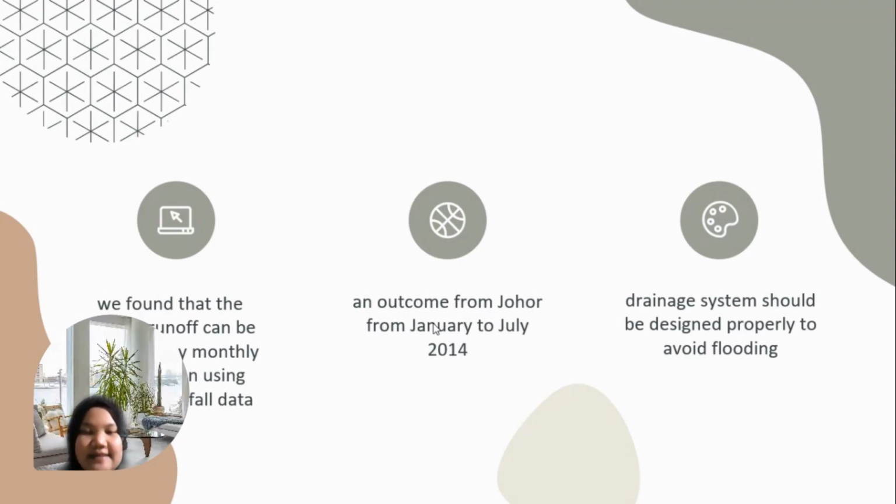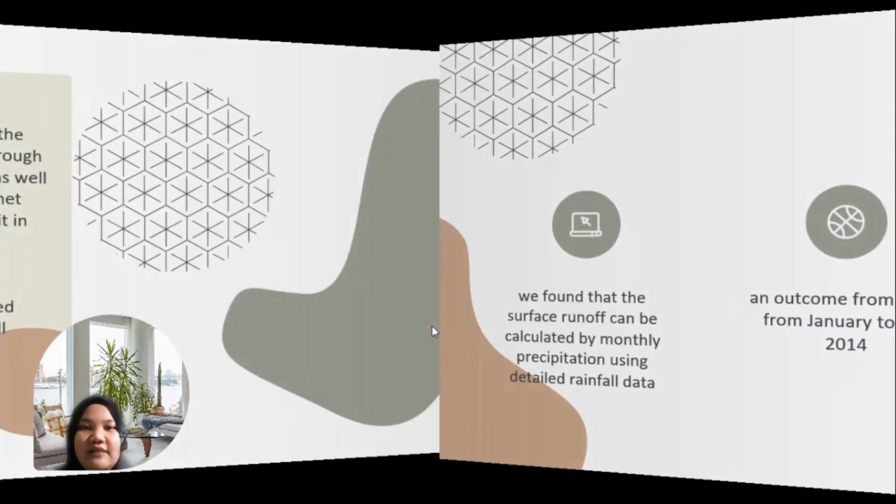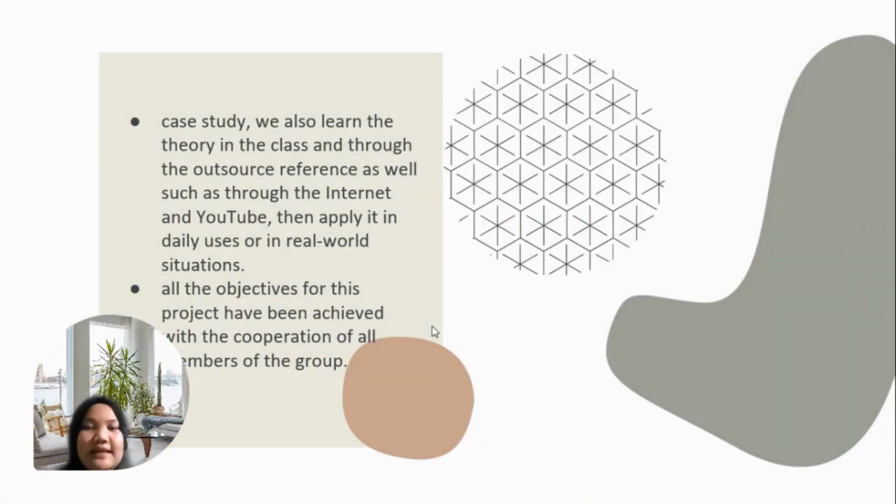We found that the surface runoff can be calculated from monthly precipitation using detailed rainfall data. The data was an outcome from Johor from January to July 2014. The drainage system should be designed properly to avoid flooding. In this case study, we also learned the theory in class and through outsourced references, such as the internet and YouTube, then applied it in daily uses or real-world situations.